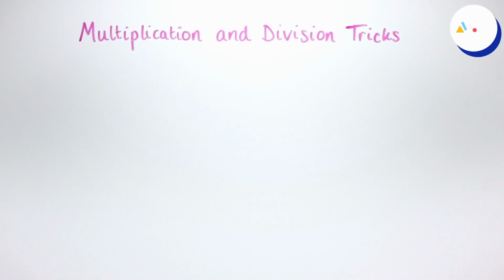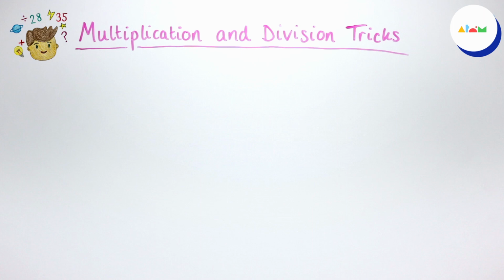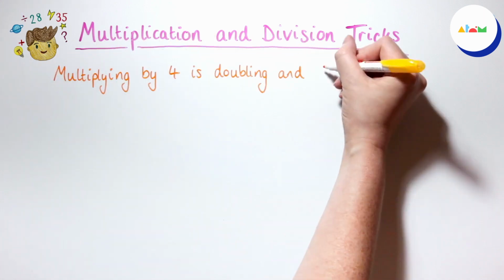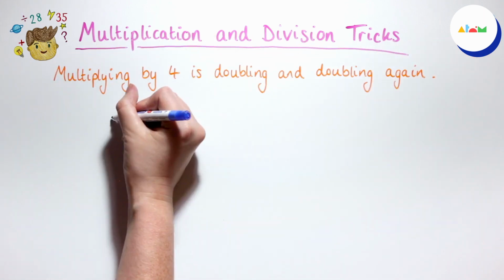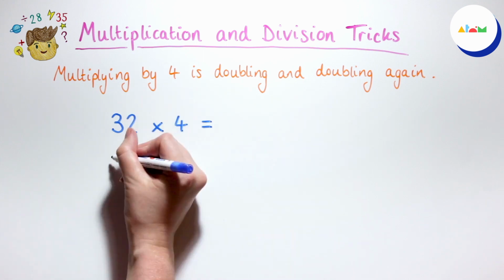Learning multiplication tricks is also learning division tricks. Let's take a look at some of these. Multiplying by 4 is by doubling and doubling again. Let's try with 32. What is 32 times 4?